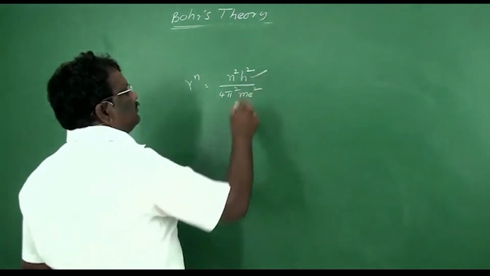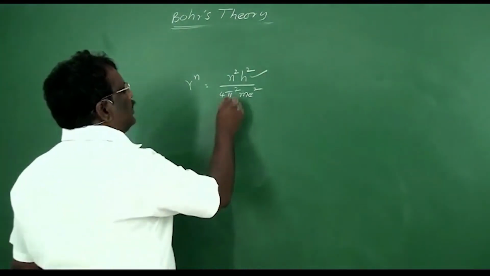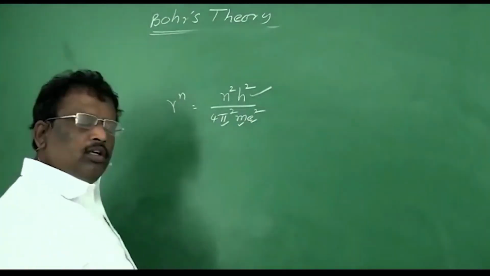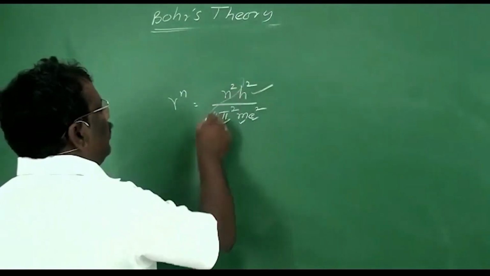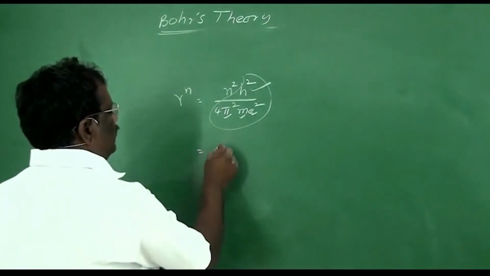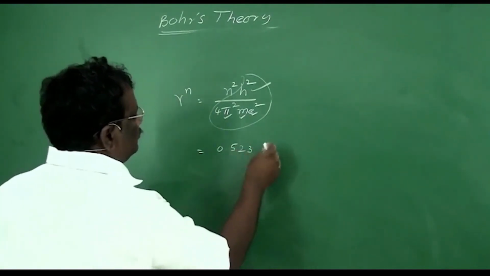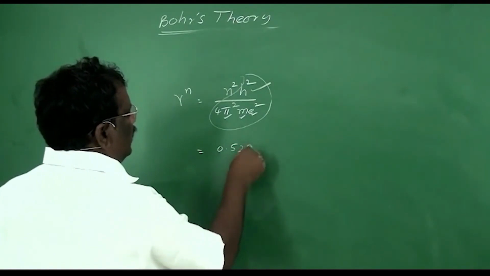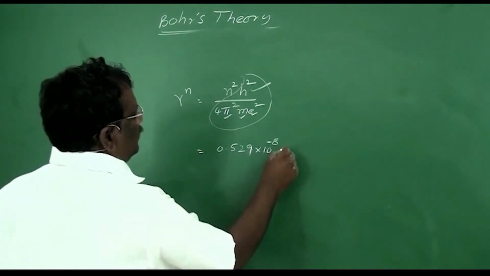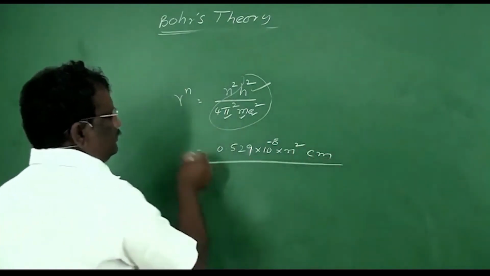h is Planck's constant. Its value, we know, is 6.625 into 10 to the power minus 27. Pi is 22/7. m is the mass of the electron. This will also be a standard value. e is the charge of the electron. This is also a constant value. So on substituting all these constants, we have 0.529 into 10 to the power minus 8 centimeter into n square centimeters.